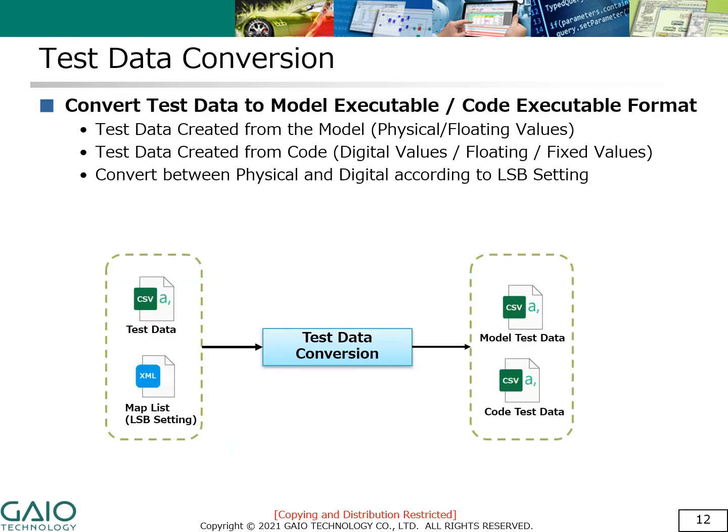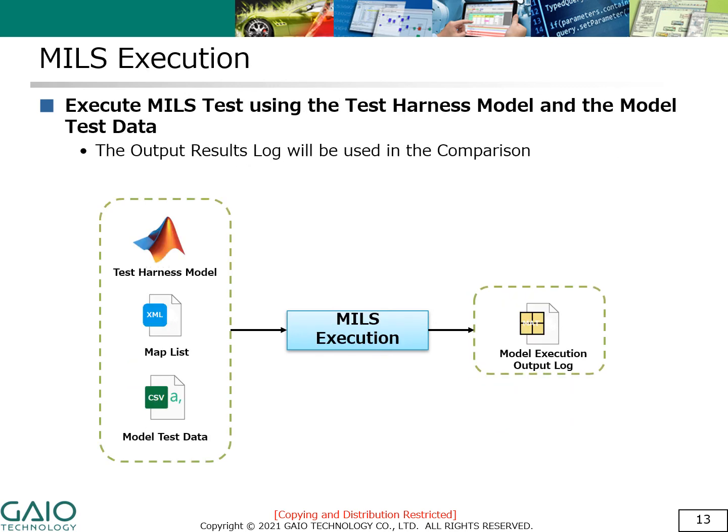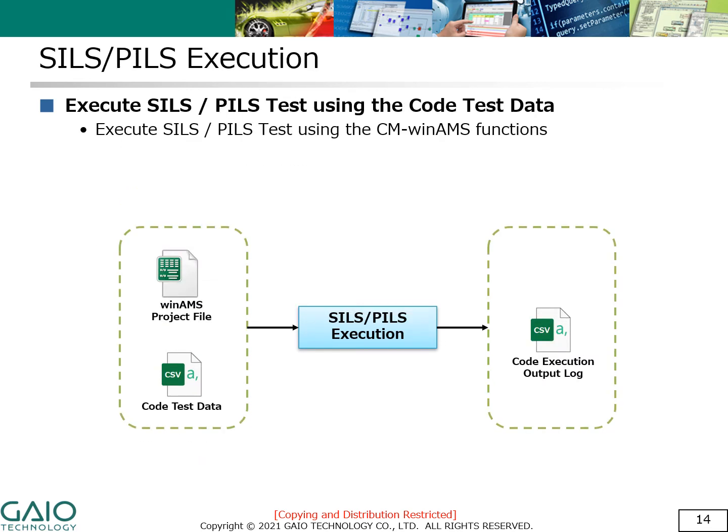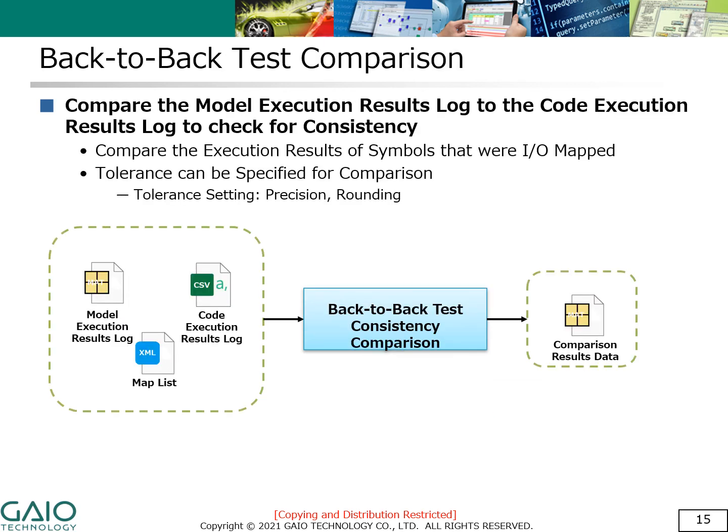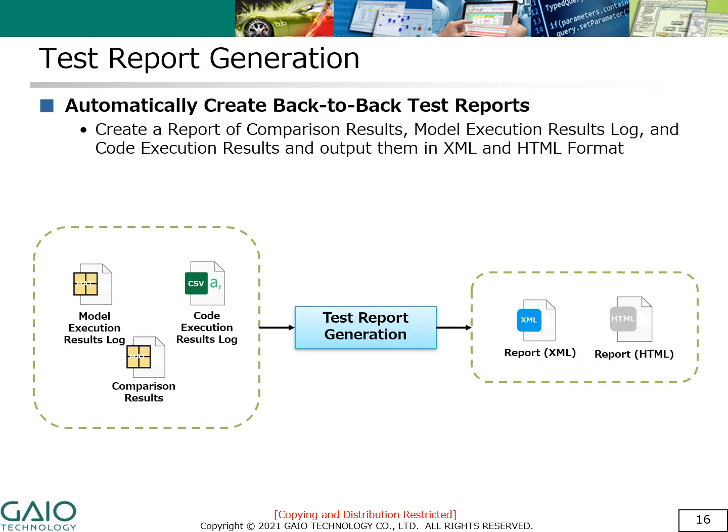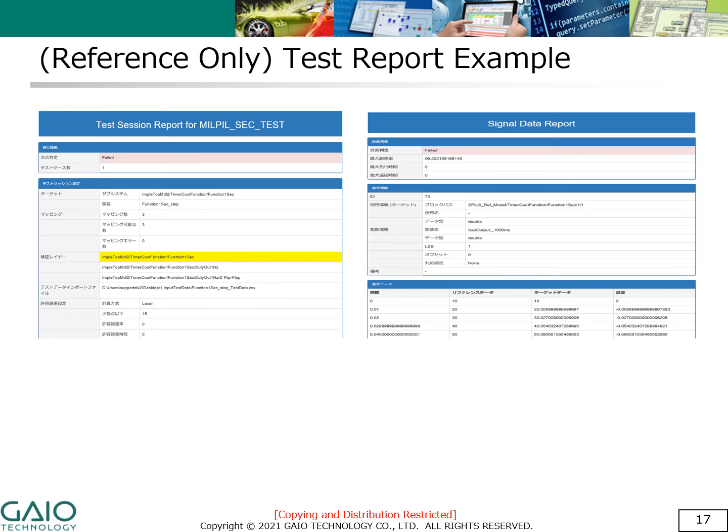It is also necessary to convert the test data created from the source code and the model to a format usable in test execution. The mill test is executed using the harness model and the model test data. SIL and PIL tests are performed using the simulator in the Coverage Master winAMS. The back-to-back test is then performed by comparing the results from logs from each of the model and code execution tests. Tolerance can be specified for each comparison. Test reports can be created automatically. This is an example of the test reports produced.